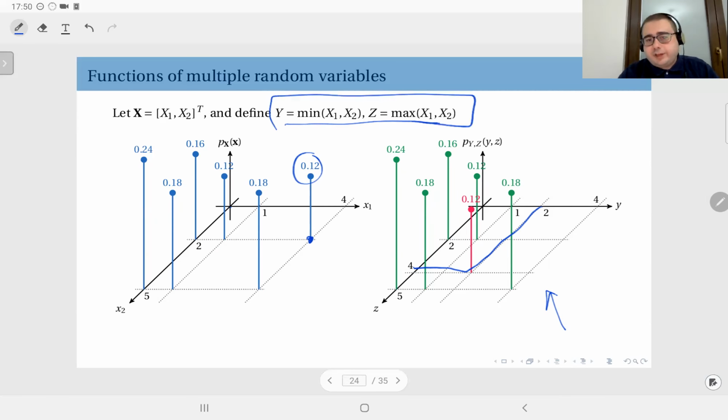Of course, if you change these functions, the minimum and the maximum, I have just selected these as example functions. You can define any function you like. Cosine of x1 times sine of x2, or x1 times x2, x1 minus x2, x2 plus square of x1. Anything you can think of, you can find the joint distribution of y and z in the same approach.